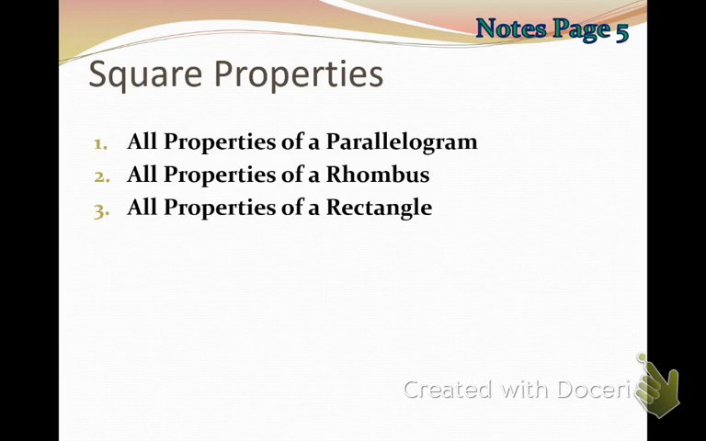So what I would do is, however you want to group together the properties and remember them, do that. Here's what's going to happen. I'm going to tell you something like this. All angles are 90 degrees, and you have to tell me everything that applies to. So what shape or shapes does this apply to? All angles are 90. Square, rectangle. Okay? Opposite angles are congruent. What does this apply to? Square, rectangle, rhombus, parallelograms. This is one of the 4 basic properties.